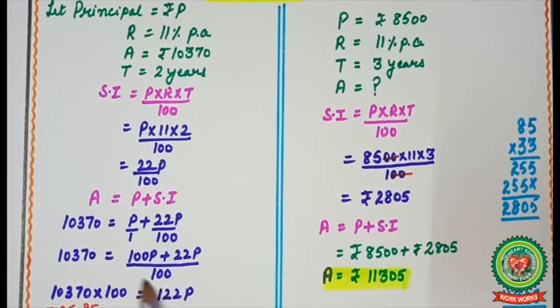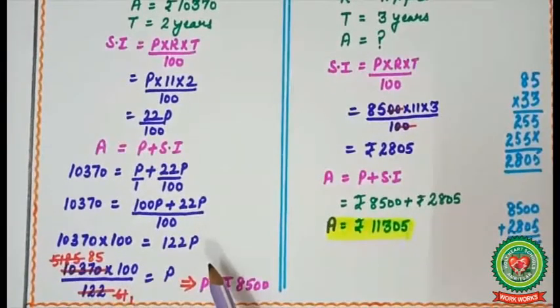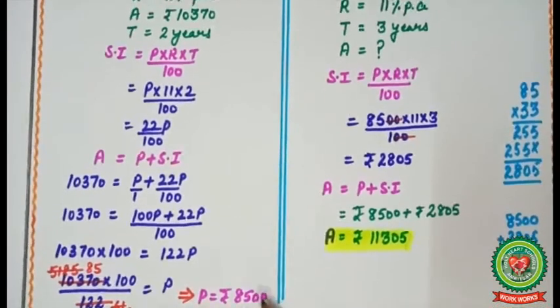So we will multiply this 100 with this value, right? And again we have to shift this 122 to the other side, where it will get divided. Now you can see here we have done the cutting, right? In the same way we have to do cutting. After doing the cutting, we will get here 85 multiplied by 100. So it's very easy for us to multiply 85 into 100. That will be equal to rupees 8,500. So here we have found the value of principal, that is P is equal to 8,500.